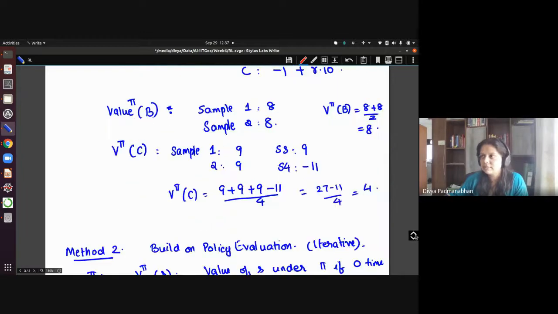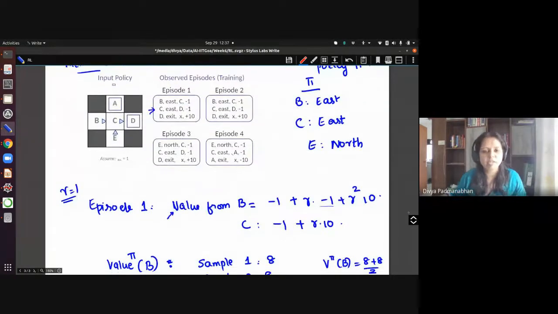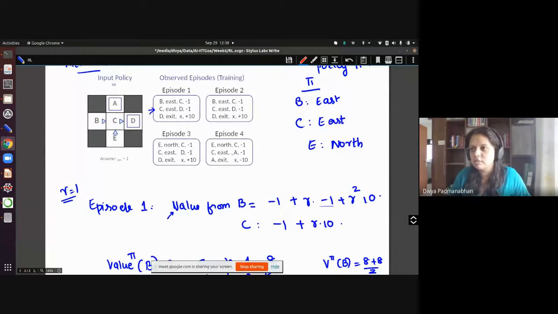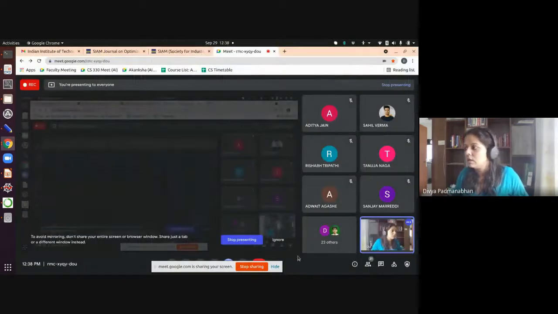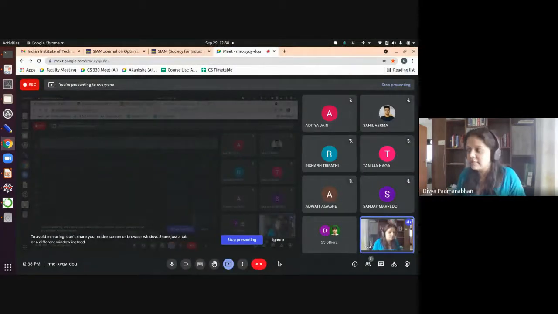Okay, I don't know if there are any questions here. Maybe I'll just pause here for a minute. Was this clear, or is there some confusion on this? The n will be equal to k plus 1, right?